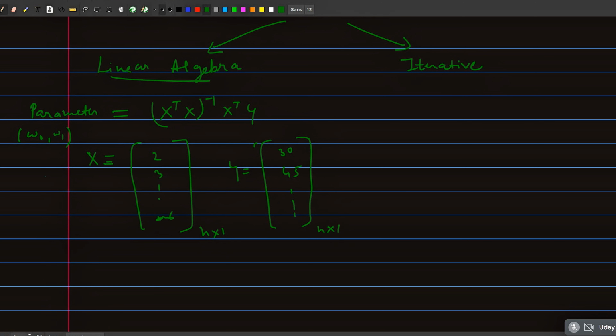Okay. So this X represents our features which are input to the linear regression model. Okay. And Y are the targets, which we want the model to predict, which in our case is the price. Okay. Take it as price, and this is number of bedrooms. Okay.